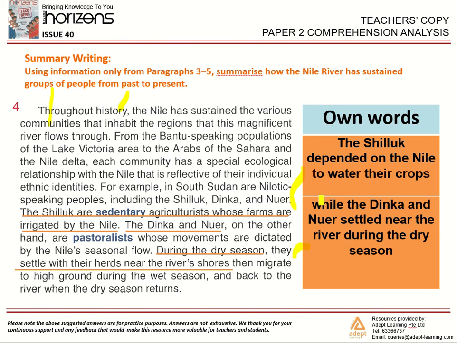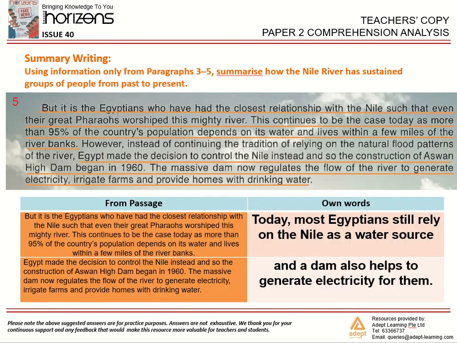So it's telling you that the Dinka and Nuer settled near the river during the dry season. I want to point out here that we actually use a connecting word to show the comparison between the Shilluk and the Dinka and the Nuer. Next, paragraph 5.